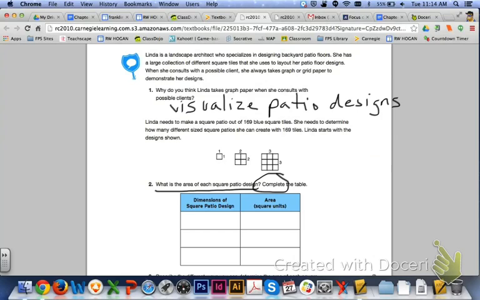So take a look at all of the designs that you see here, and let's go ahead and answer number 2. What is the area of each square patio design? Go ahead and complete the table for number 2.